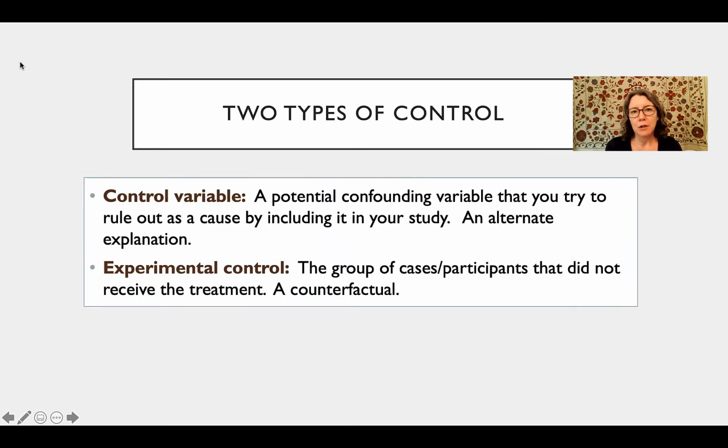The other vocabulary problem is about the word control. When we talk about statistics, we talk about control variables. These are the alternate explanations that we rule out by taking them into account in a regression. In experiments, when we talk about the control group, though, we mean the group of people, or cases, that did not get the treatment. They are the opposite value of the independent variable. Now, this is going to make a little bit more sense with an example.